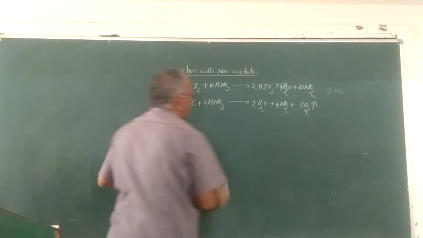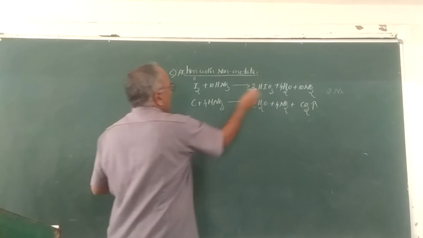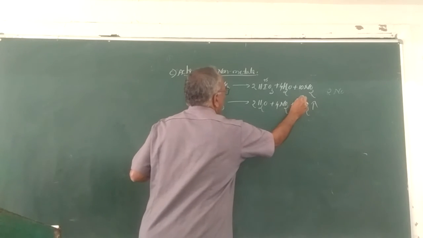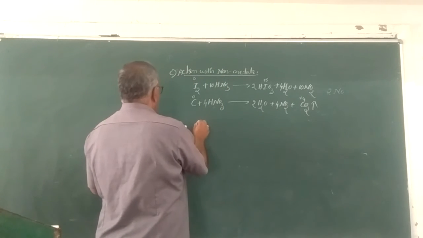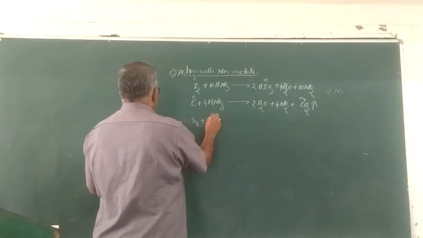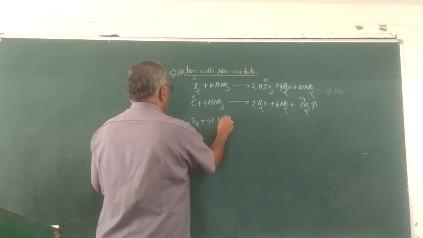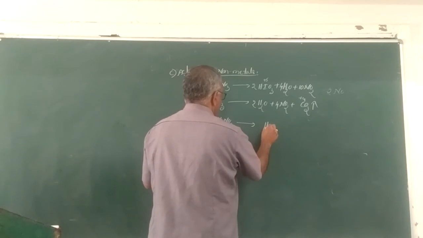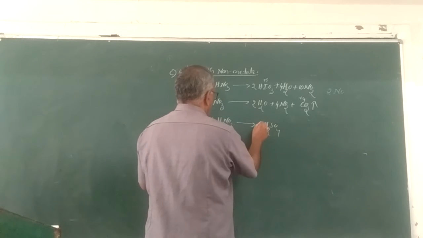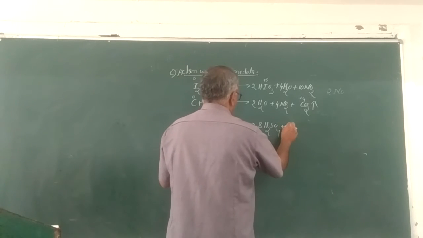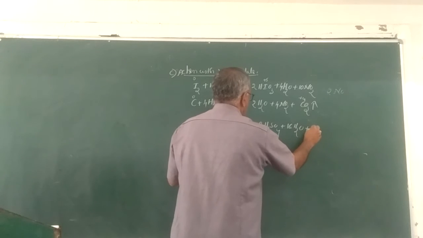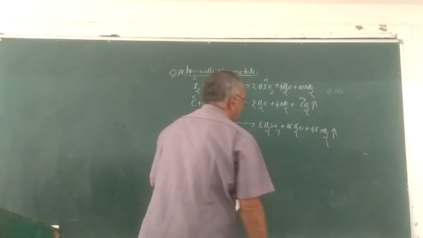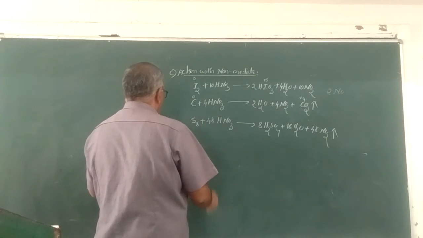To see whether they get oxidized, look at the oxidation state. Here it is 0, here it is +5, therefore it gets oxidized. Here it is 0, here it is +4, therefore it is oxidized. And sulfur is oxidized with nitric acid to form sulfuric acid. Sulfur gets oxidized into sulfuric acid, water and nitrogen dioxide gas. See that in all these cases there is a liberation of nitrogen dioxide gas.